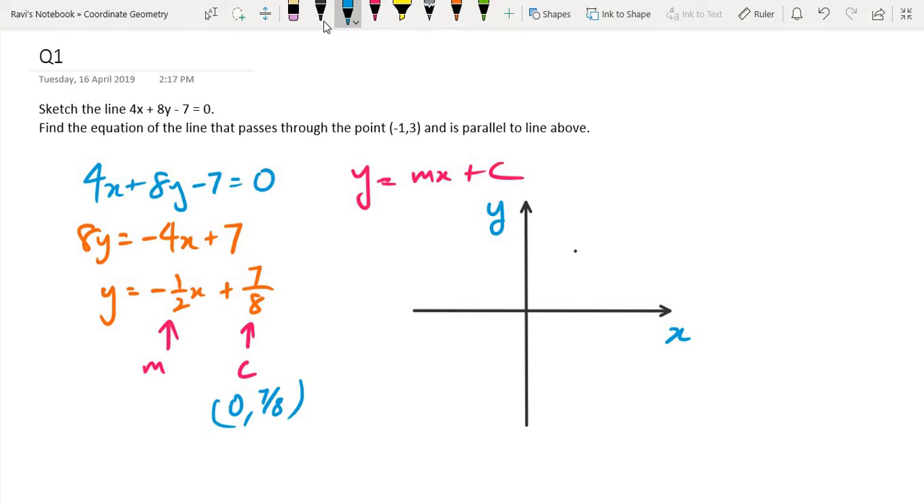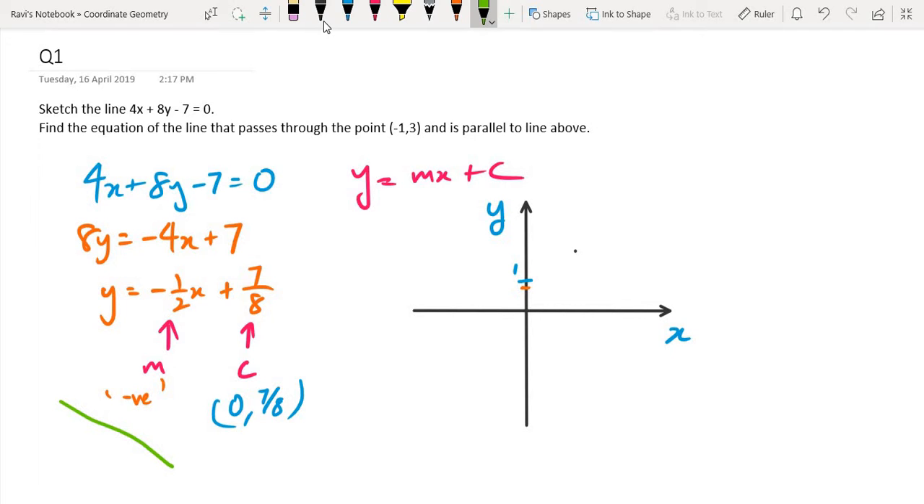Now 7 over 8 is less than 1, so I'll just put this as 1. So we can say that the y-intercept is somewhere around here. Now this gradient here is a negative number. A negative gradient means the line is sloping downwards, so the line is going to be something like this, going downwards. But exactly where it's going to touch the x-axis, how do you find that out?